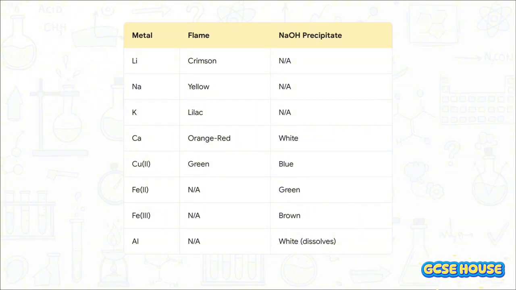is brown. Notice that calcium, magnesium, and aluminum all make a white precipitate, but here is the trick. Aluminum is the only one that will dissolve if you add excess sodium hydroxide.